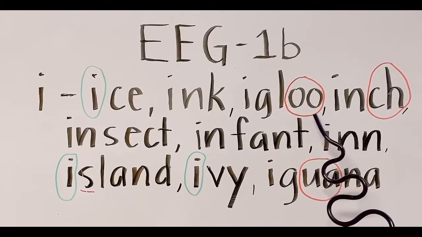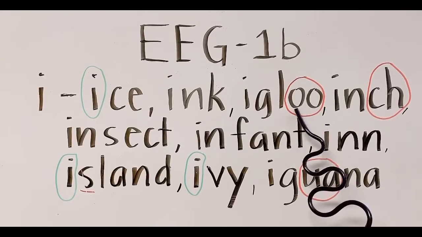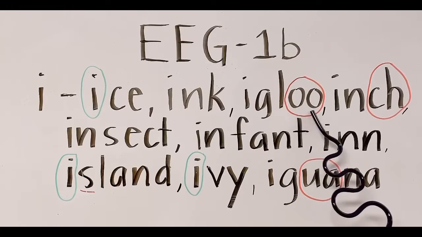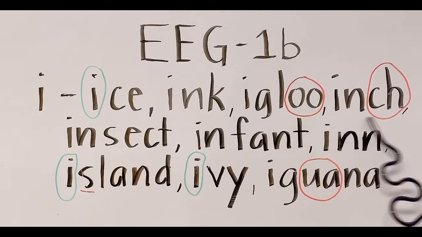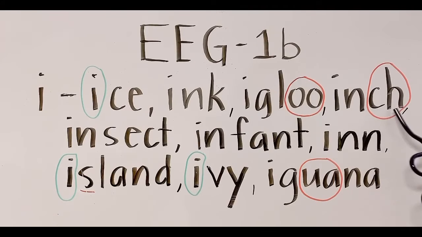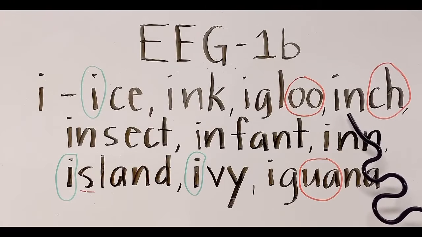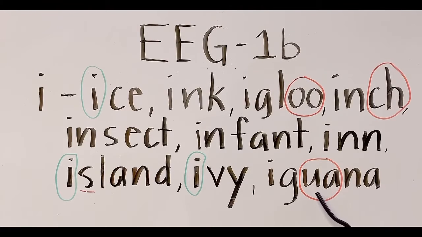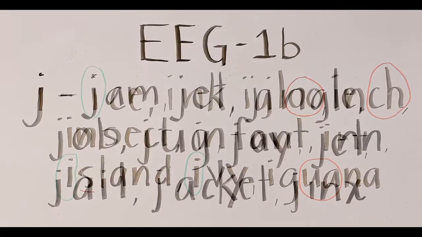Okay, good. Let's go back also to the other words like igloo. O here is doubled, so the sound is oo. Igloo. Then next is inch. C and H here has the sound ch. That's why inch. And then the last one is the combination of U and A. Uwa. That's why you read it iguana. Okay. Good.